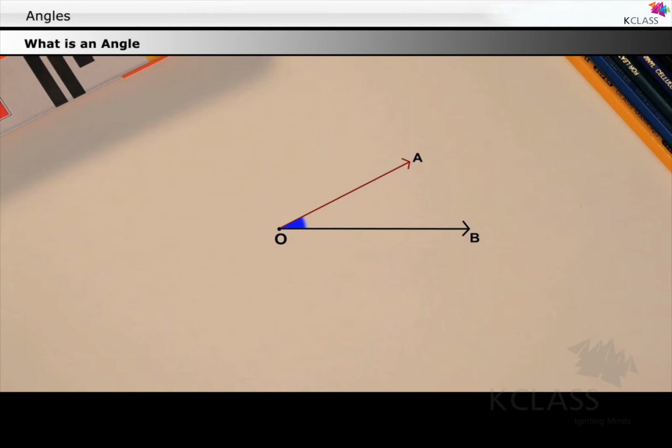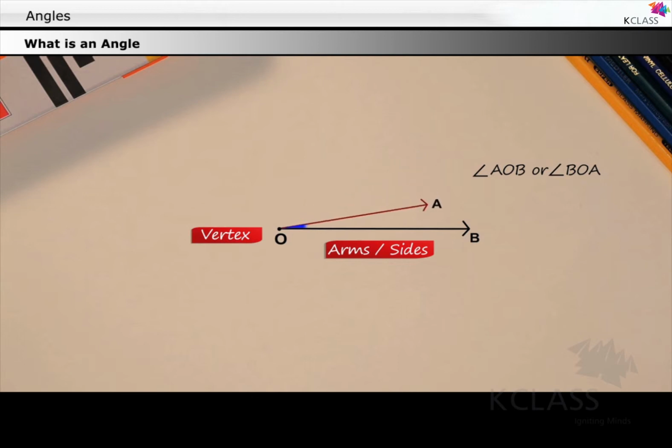This meeting point, O, is called the vertex. The angle is represented like this, angle AOB or angle BOA. The angle is always written with the vertex in the middle, see? OA and OB are called the arms or sides of the angle. Now this distance here between the two rays is measured in degrees. Depending on the distance they form, the angles have different names. Let me tell you about them.